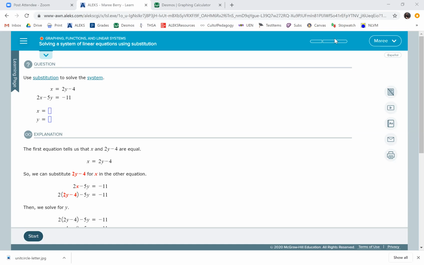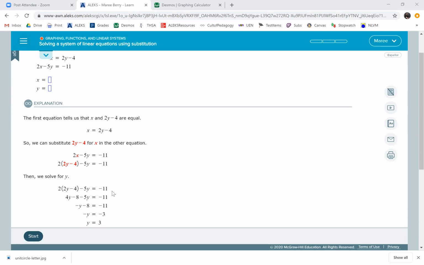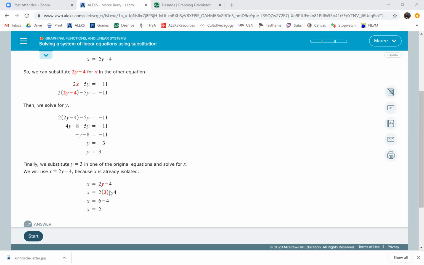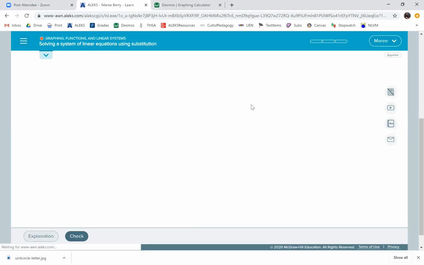Now we're going to be using substitution to solve it. So notice that they give you what x equals. So we plug that into the second equation. Where it says x in the 2x minus 5y equals negative 11, this x, we just plug in what x equals. Use the distributive property, combine like terms, solve for y. Once you have y, then you plug it back into what x equals to find out what x is. So we have to find out both.